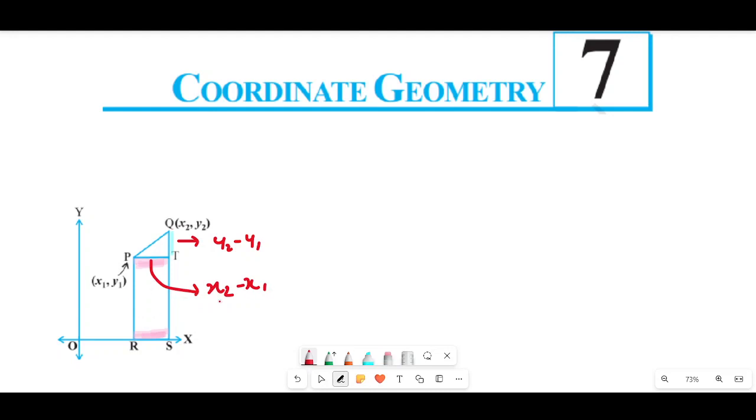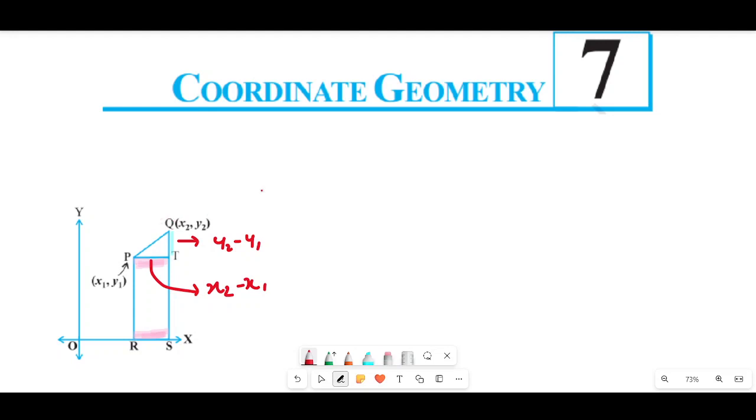How can I find out the distance PT? It is equal to RS, and from O to S there is x2, and from O to R there is x1. Then if we subtract OS minus OR, then we will get RS. Then if we symbolize, this will be x2 minus x1. Now we got here a right angle triangle.